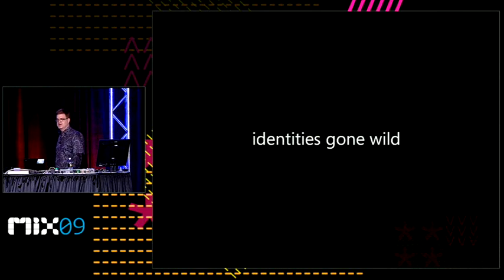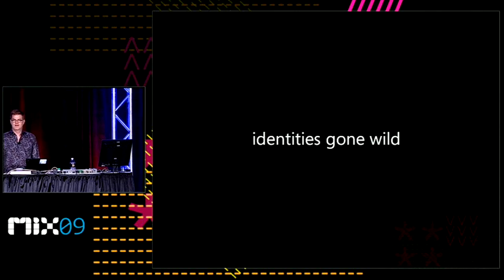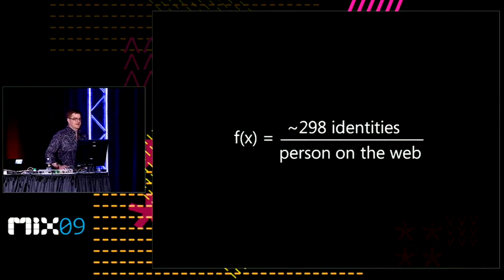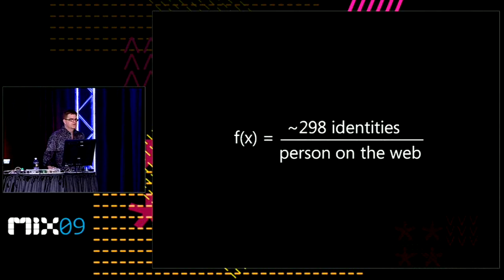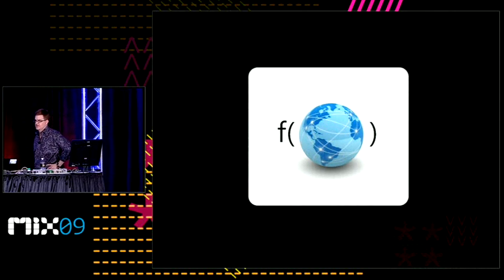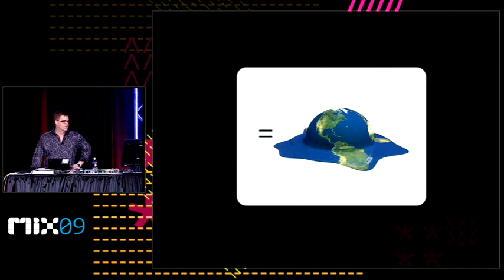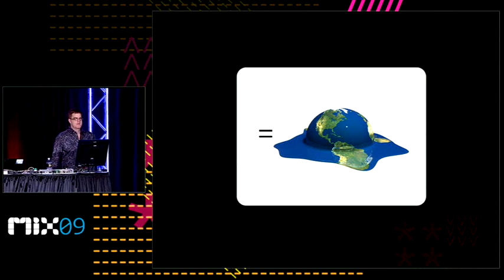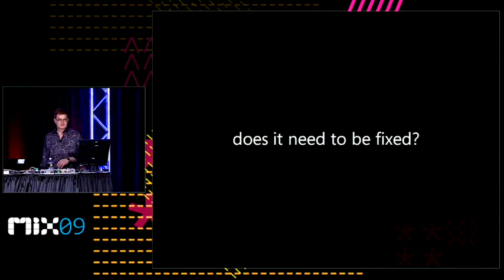And if you had to make a movie about what this is on the web, I propose it would be something like Identity's Gone Wild. Right? It's out of control. Now, you really can look at it as a logical problem. So if you treat it like an algebra equation, let's say every person on the web has about 298 identities. When you apply this to the number of people that are on the web, I assert that you quickly get something that's radically broken. Now, not everyone feels this way, right?